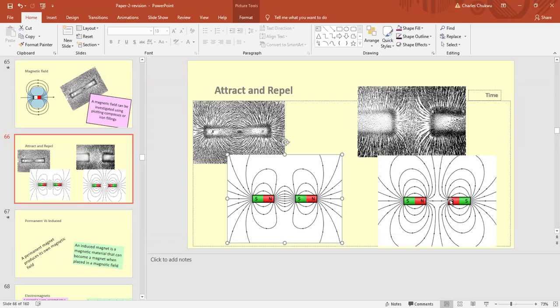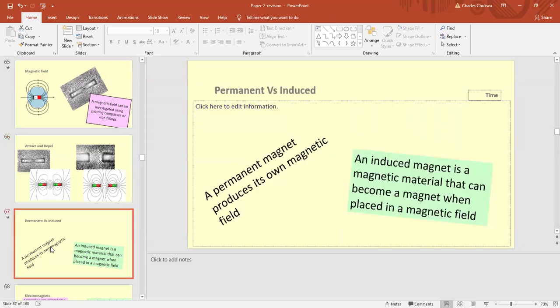So imagine if the line coming from one north is facing the line coming from the other north. There will definitely be obstruction. I mean, they will definitely repel each other. But of course, look at what happens on the left-hand side. The line coming out from north is directly going into south. So it's very comfortable. They're moving, they're sort of complementing themselves. So that's why attraction happens between unlike poles.